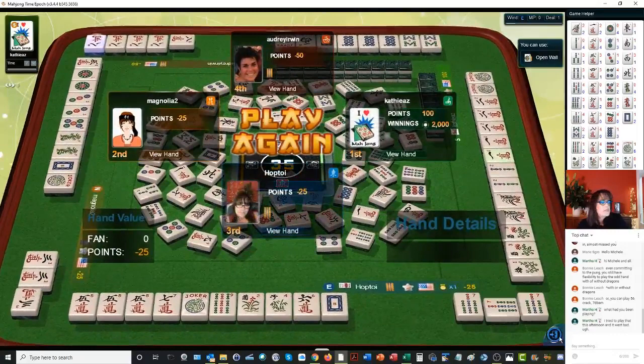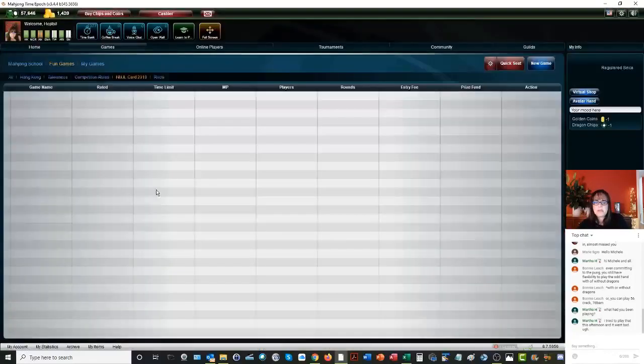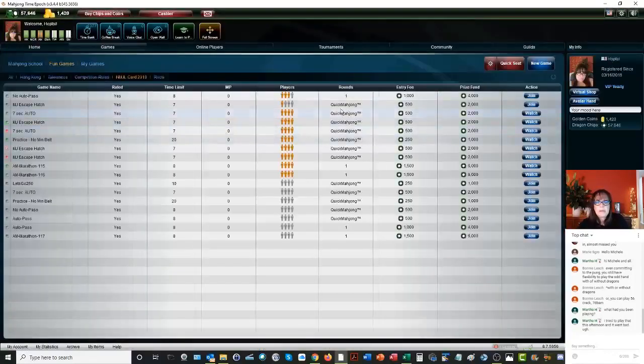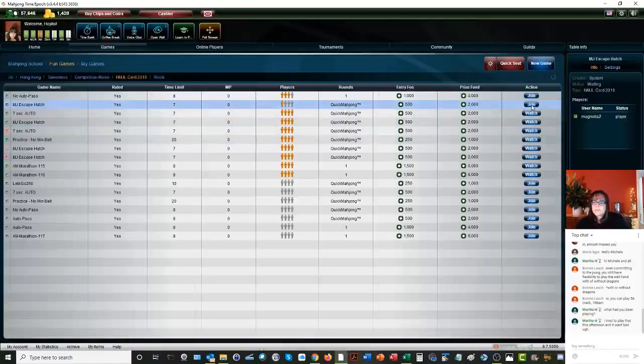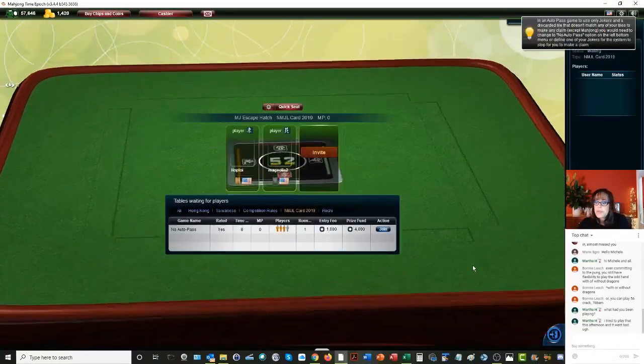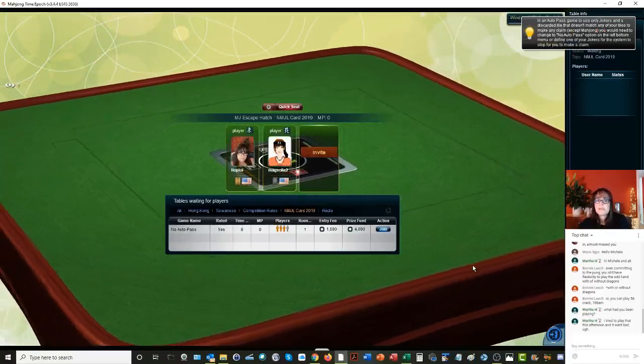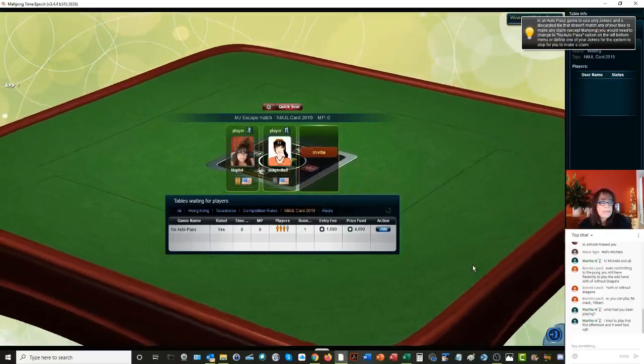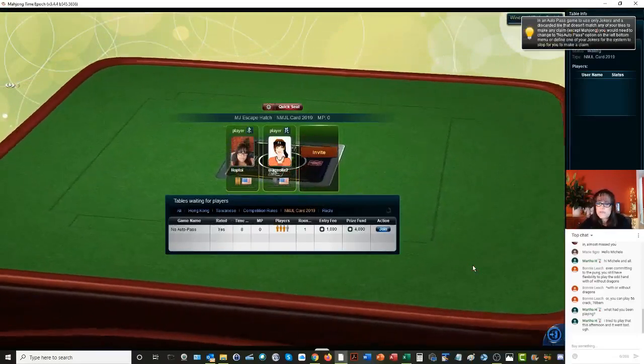So let's join another table and see if we can maybe have a good start on another hand. Here we go. So that was 15 minutes. 15 minute game. That's not bad. Actually, it was less than 15 minutes.